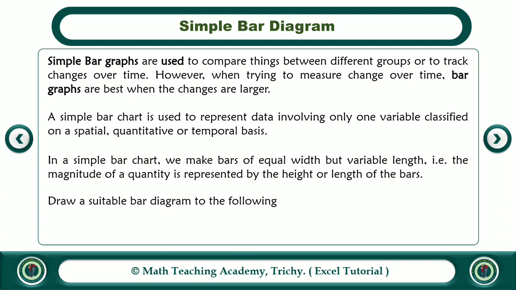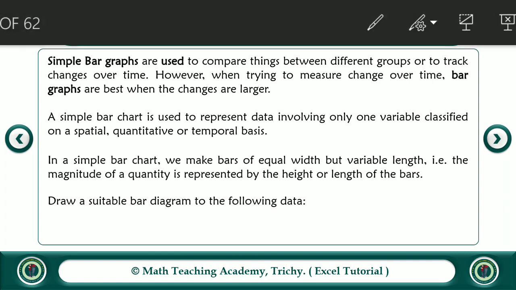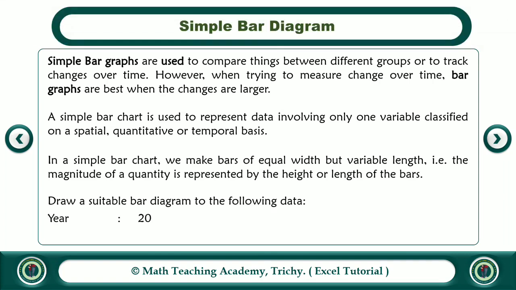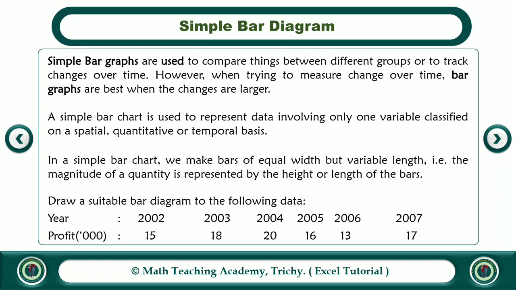Draw a suitable bar diagram to the following data. Here the data has been given as year from 2002 to 2007, and then its corresponding profits are 15,000, 18,000, 20,000, 16,000, 13,000, 17,000.